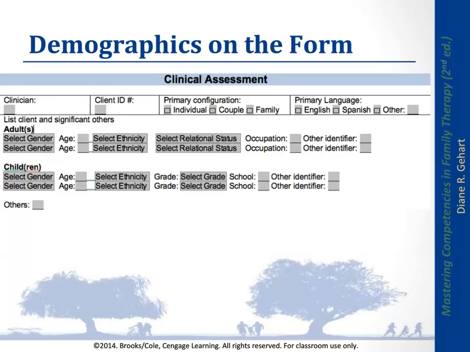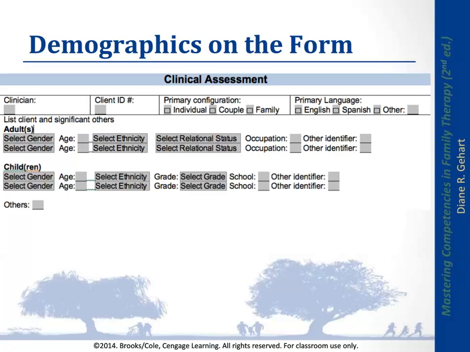On this slide you can see that I've cut and pasted part of the form to just see what it all looks like. In the first box, you're going to write the clinician, that would be your name, the client's name or ID number, and then again the type of configuration of treatment and the primary language. I have drop-down menus for all of these in terms of selecting gender, age, client ethnicity, relational status, and that includes sexual orientation on this particular form. You can also put in their occupation and/or any other identifying information. And for kids, you'd normally put in their grade in school and the name of their school.